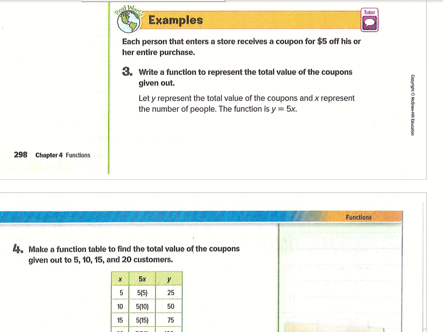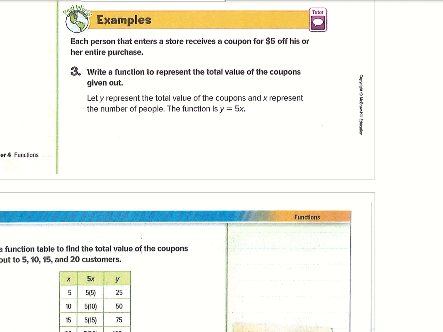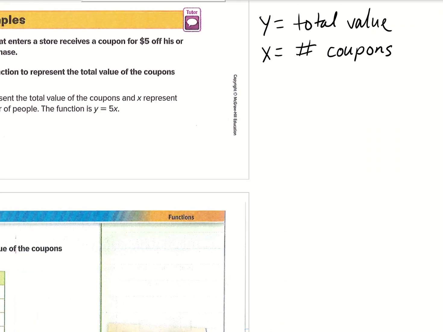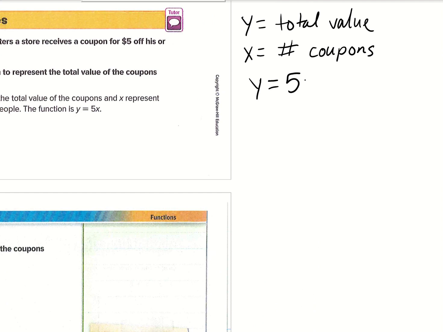All right, so it says each person that enters a store receives a coupon for $5 off his or her entire purchase. And it says write a function to represent the total value of the coupons given out. All right. So y is our total value. Okay. Whereas x is our number of people, not couples, number of people. Okay. So that leaves our function to be y equals 5x.